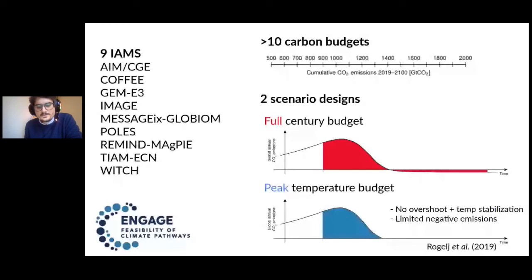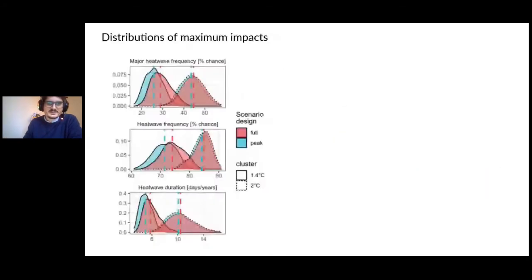So basically you limit the use of negative emissions. Also, the advantage of this scenario is that you avoid an overshoot and then the temperature is stabilizing. Another interesting feature of this scenario design is that they lead to the same temperature in 2100, so basically you have the same endpoint. So with this wealth of models, we can try to see the influence of the carbon budget or the scenario design on the impacts.